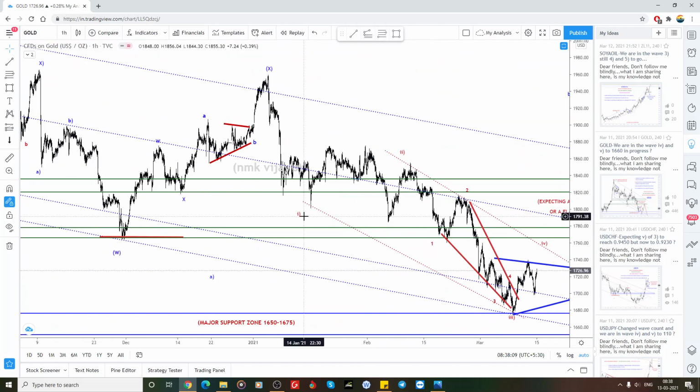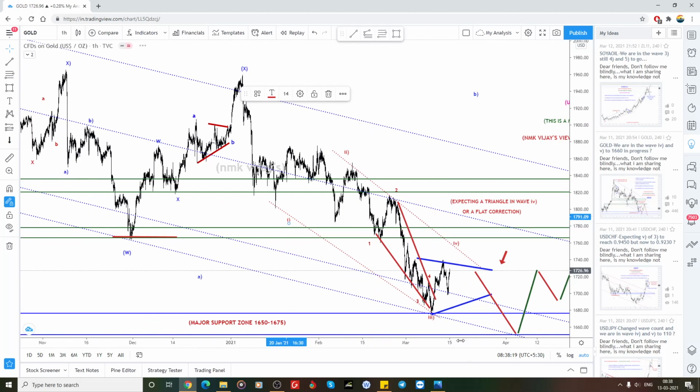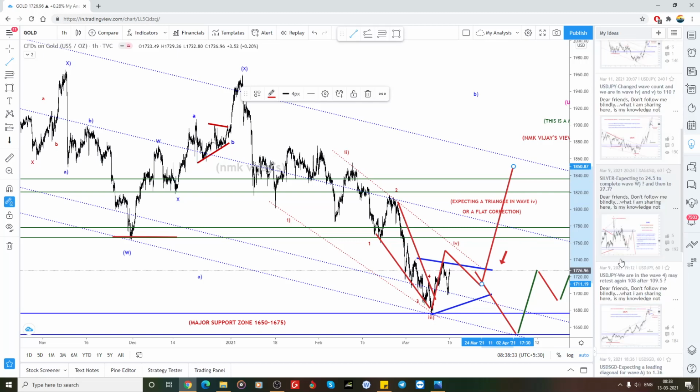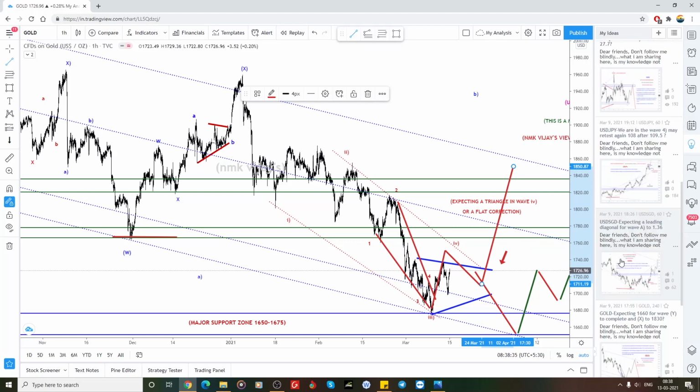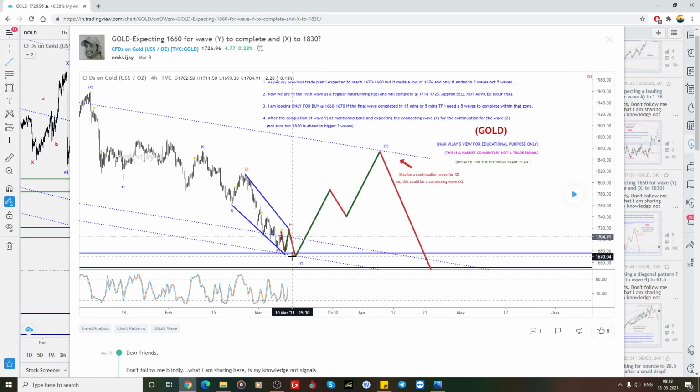Whether this is a 1 2 3 4 it's doing, or as per my view this is an A, this is a B, and the C wave is already over. This is a Y, which means we will see that next X wave nearly to 1850 as per my previous view here. So as per this view it will go.